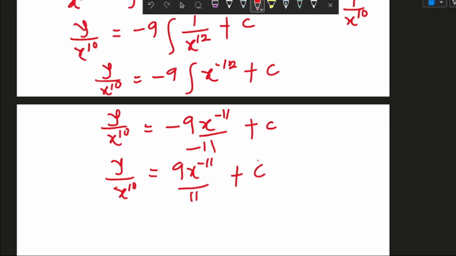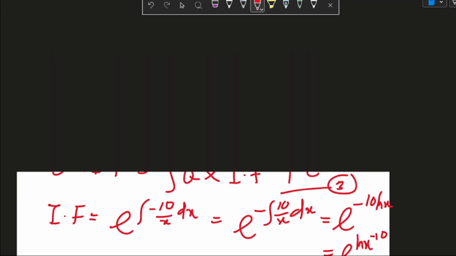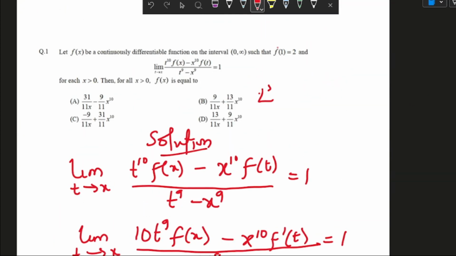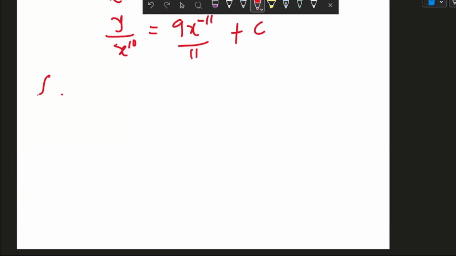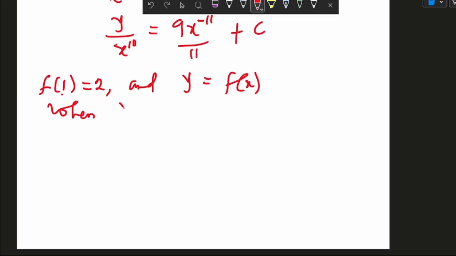So before I conclude, I need to get the value for c. But if you check the original question, they provided us with an initial condition that f of 1 equals 2. So all I need to do is go down. Since f of 1 is equal to 2, and I know that y is actually f of x, meaning that my x is 1 when y is 2. So I'll say when y equals 2, x is what?